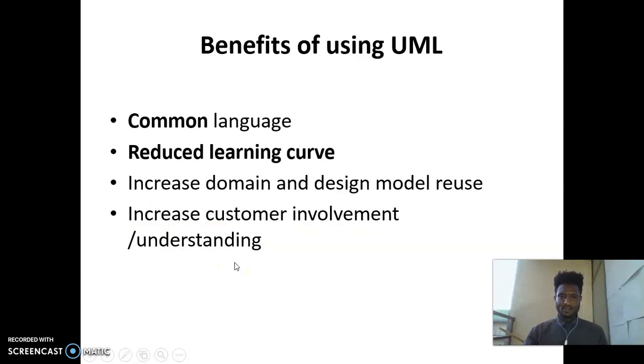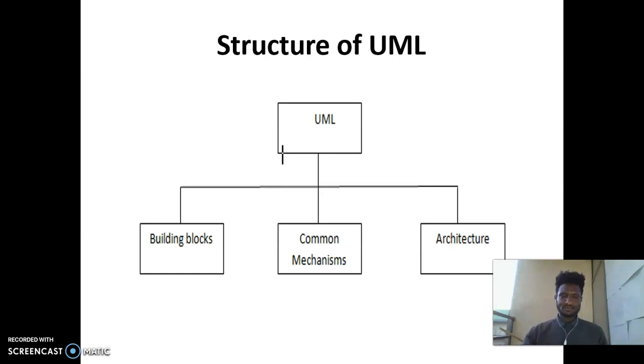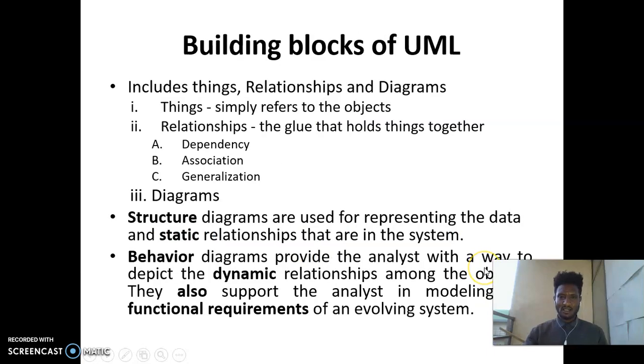The benefits of using UML are that it is a common language, it reduces the learning curve, and it increases domain and design model reuse and customer involvement, meaning it increases the customers' understanding. In UML there are structures to show the diagrams. The Unified Modeling Language is the building block of a software system, and UML has a common mechanism and an architecture.